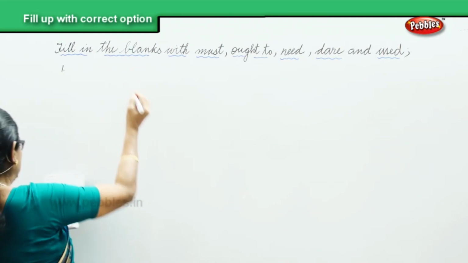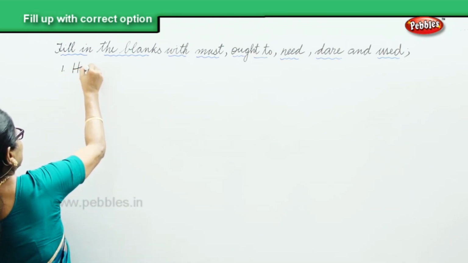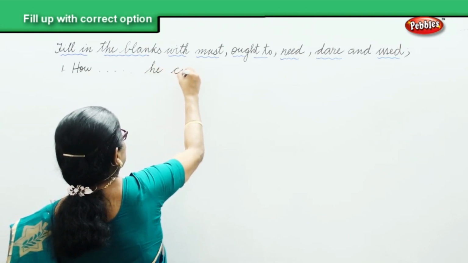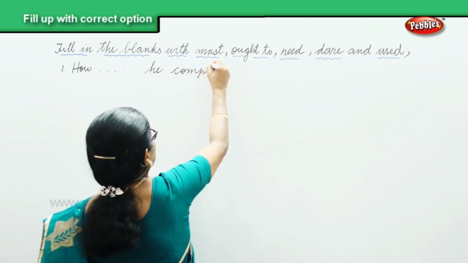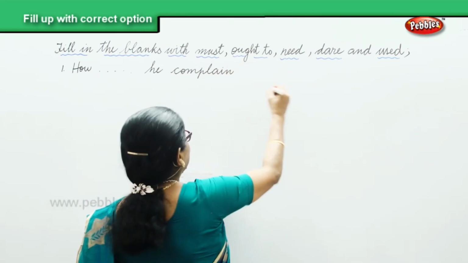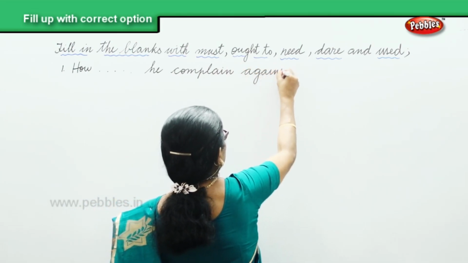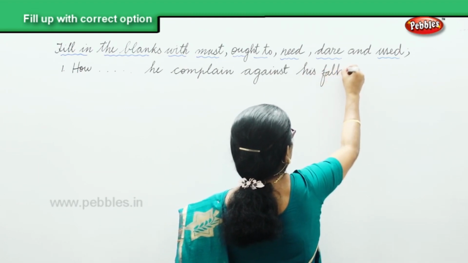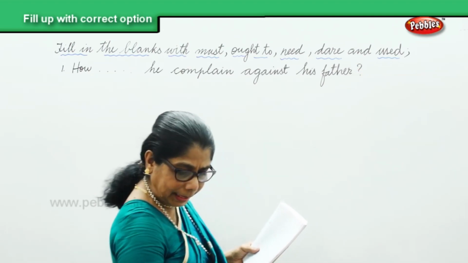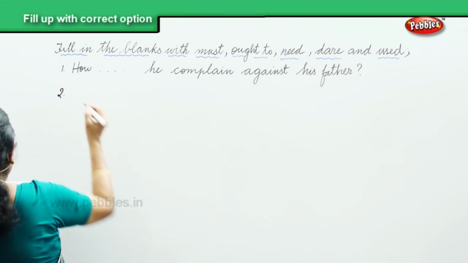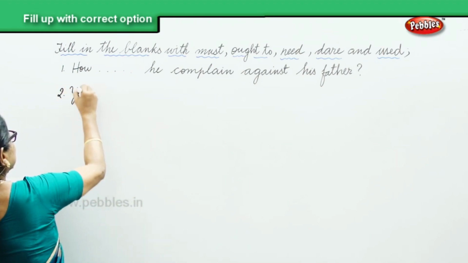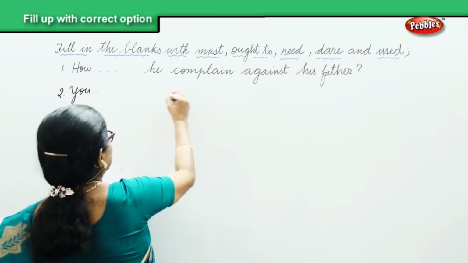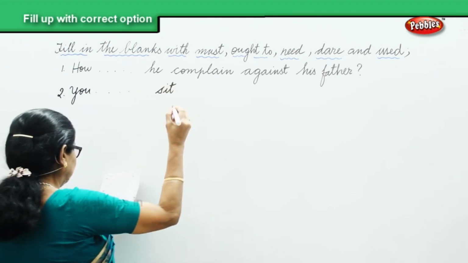First one. The first one we have: how dash he complained. He complained against his father. That's the first one. The next sentence I have is: you, your, you will sit straight.